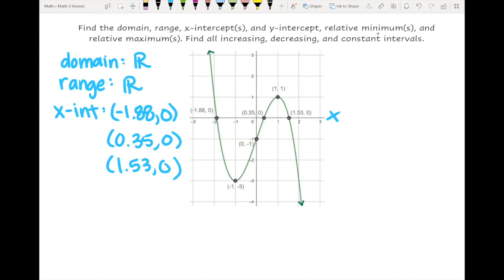And then for the y-intercept, so here's my y-axis, it hit once right here at the point 0, -1.